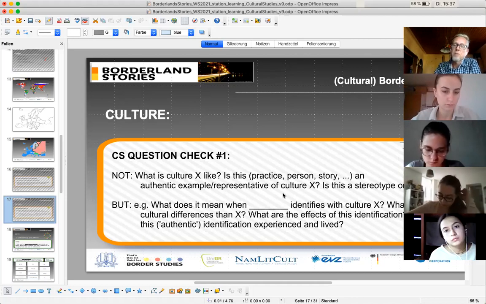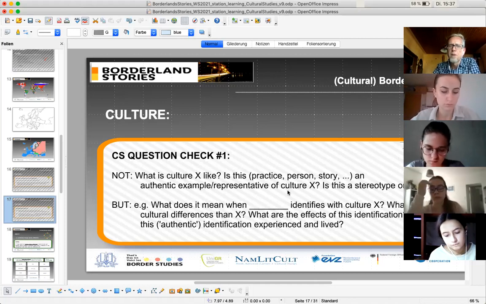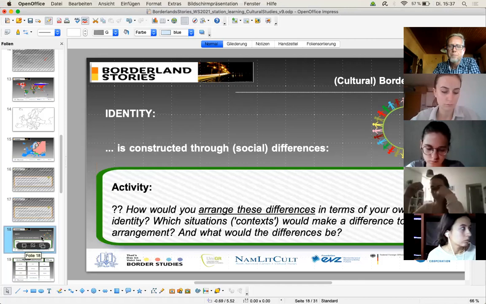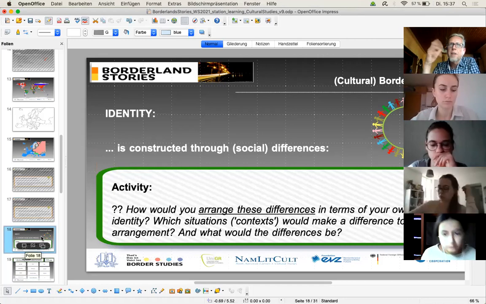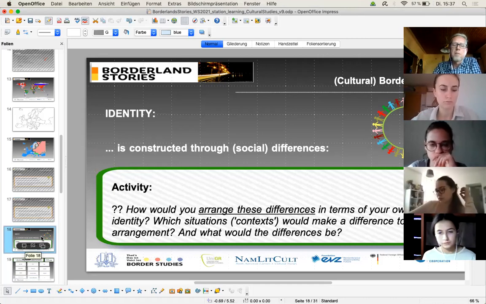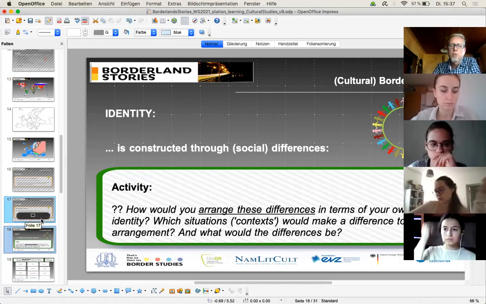So we can shift the questions a bit from what is it like, or is this an authentic example or a representative of culture X, of Austrian culture, or is this a stereotype, for example? And with that, we are already in the territory of culture and identity. And identity is constructed through, I've been hinting at that a bit already, several social differences.